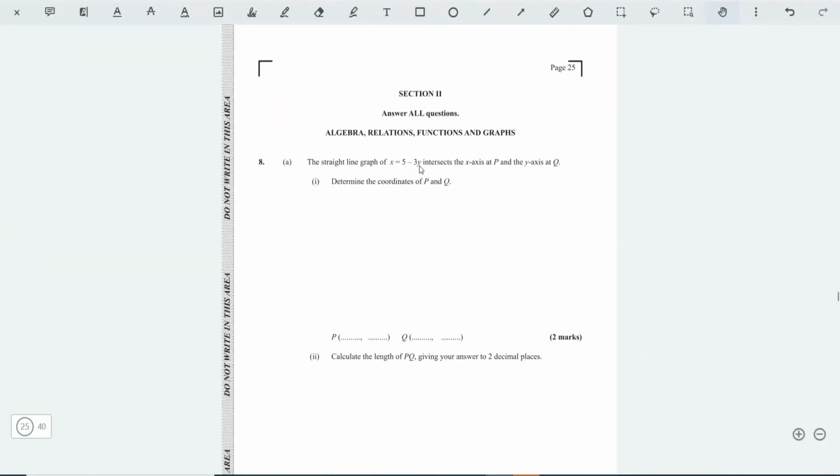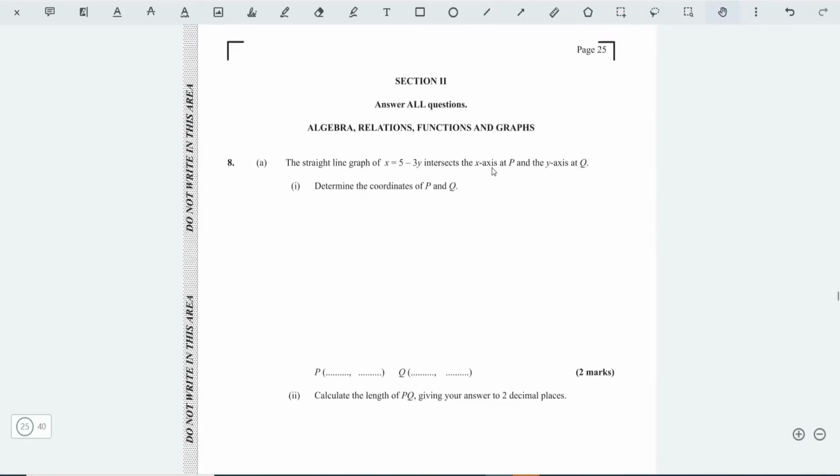Section 2 says the straight line of the graph x equals 5 minus 3y intersects the x-axis at P and the y-axis at Q. Determine the coordinates of P and Q. For the x-axis intercept, y is 0. So the x-axis intercept, we know that y is equal to 0.